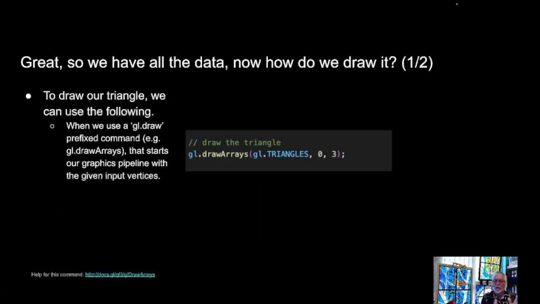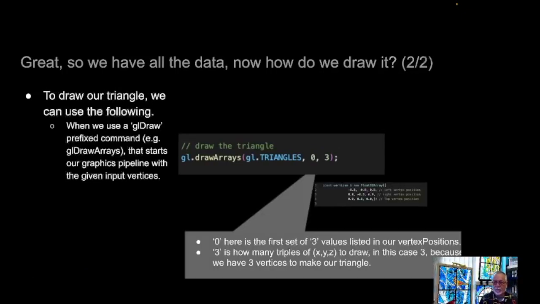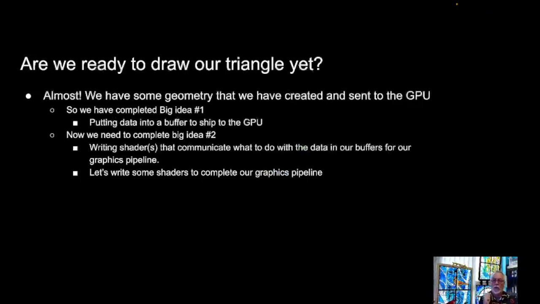We say draw the arrays, and the type of data that is in this array is triangles, and there's 3 vertices that you need to set off. 0 is the first of 3 values, and 3 is how many triples to draw. So we're ready, right? We can just draw our triangle.